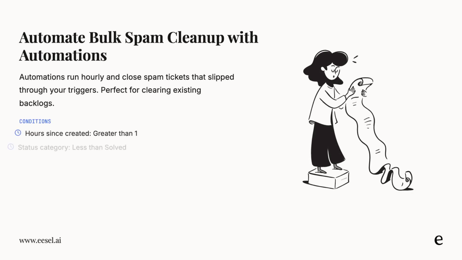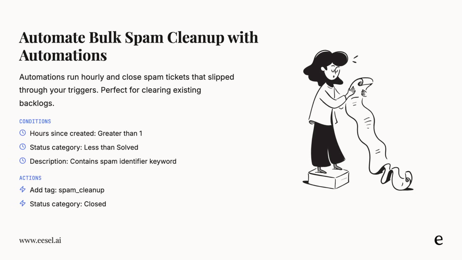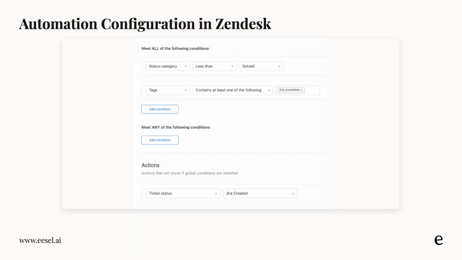For spam that slips through triggers or sits in a backlog, automations close tickets on a schedule. Set 3 conditions: more than 1 hour since creation, status less than solved, and description containing your spam identifier. Then add 2 actions. Tag the ticket spam_cleanup and set status to closed. The hour delay prevents automations from interfering with legitimate tickets still being processed. Each automation run handles up to 1,000 tickets, so a backlog of 5,000 takes about 5 hours to clear. For large-scale attacks, combine automations with API-based bulk deletion for faster results.